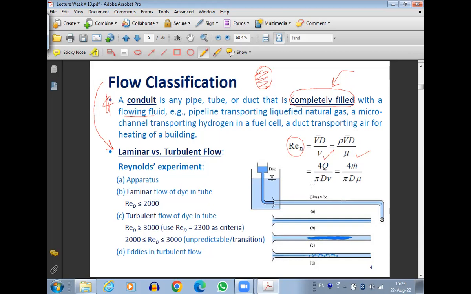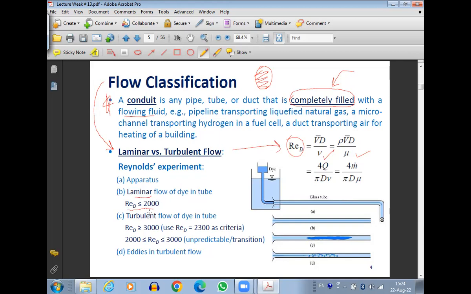So when we are talking about the flow in a conduit, the basic parameter which actually differentiates between a laminar and turbulent flow is the Reynolds number. So we're going to check what the Reynolds number of the flow is. If the Reynolds number of the flow is less than or equal to 2000, then we will consider it to be laminar flow. This is for the case of the conduit.